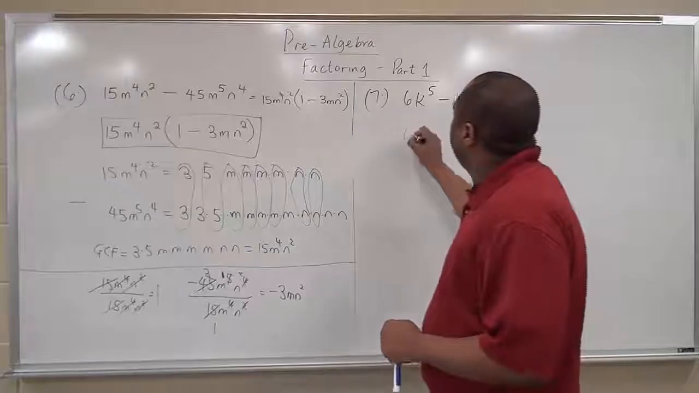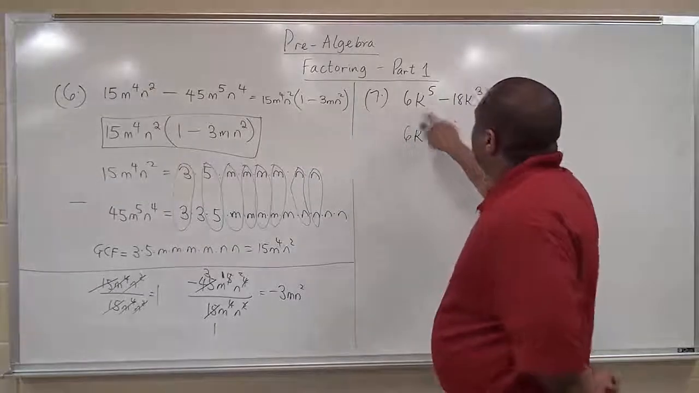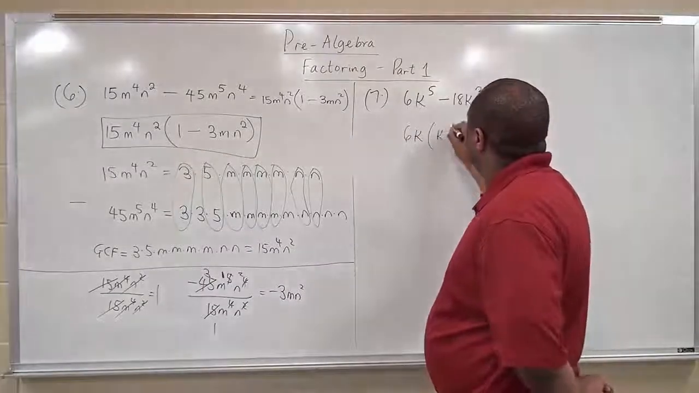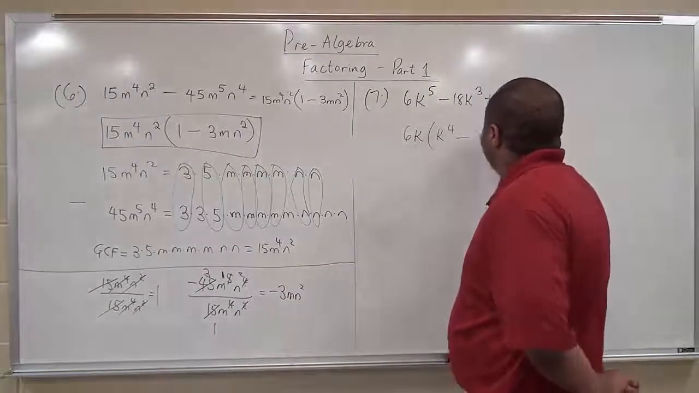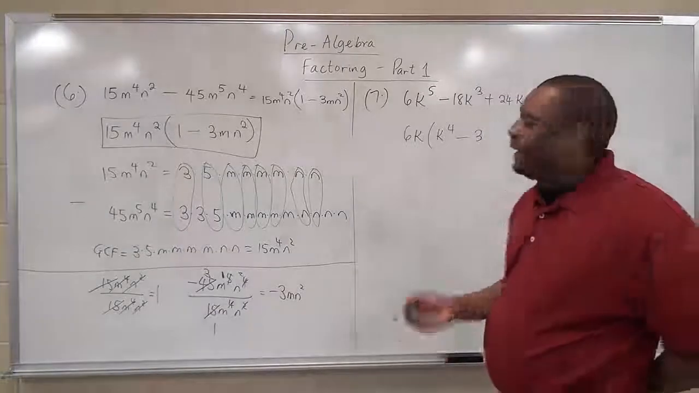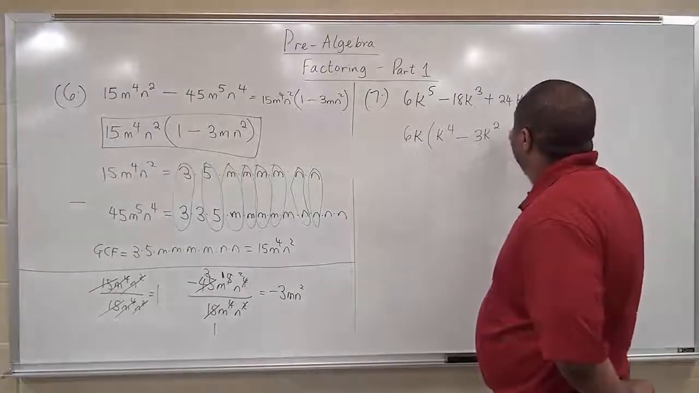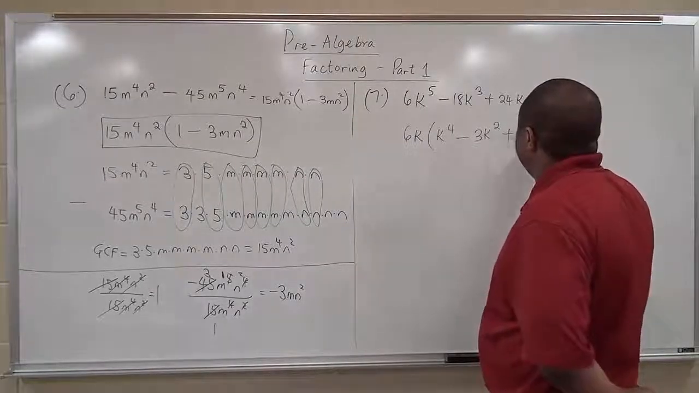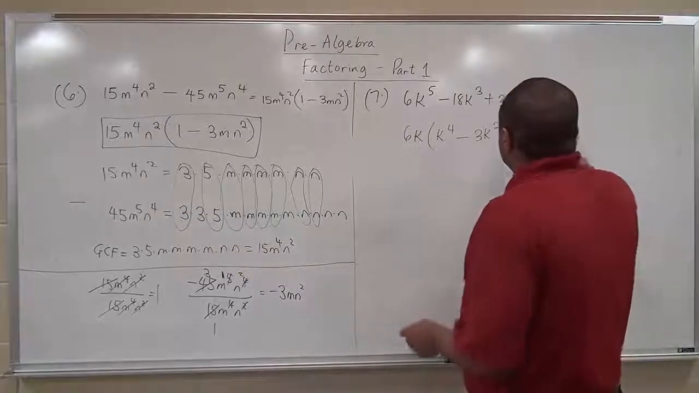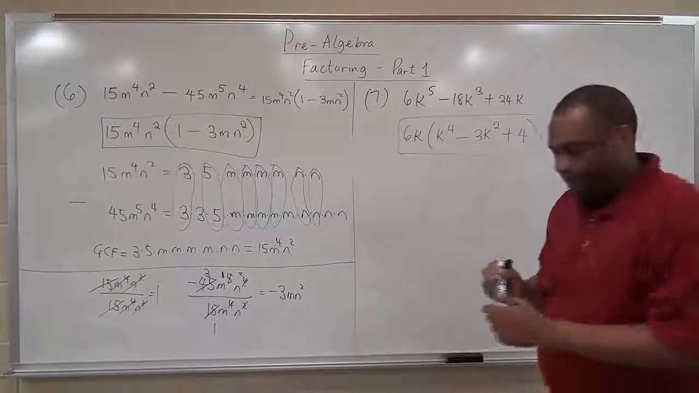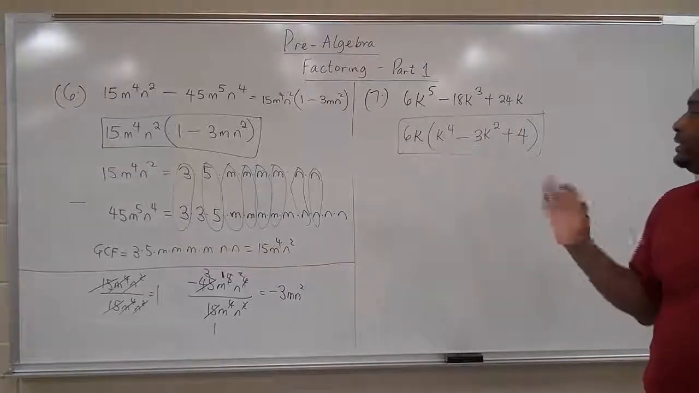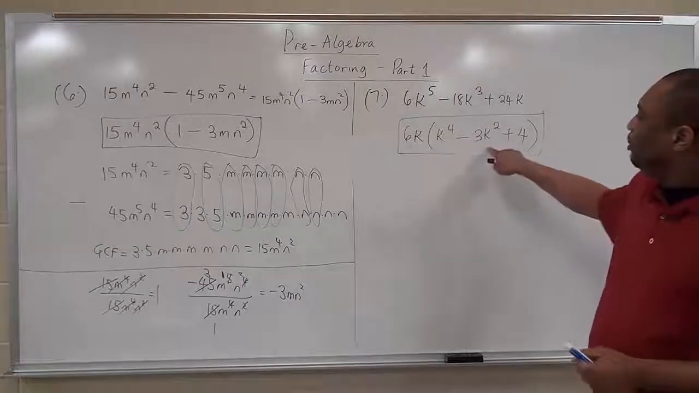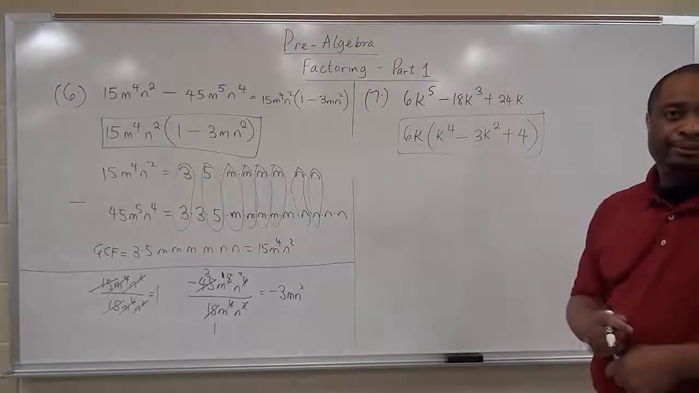So this is 6k, and this will remain: 6 divided by 6 is 1, k⁵ divided by k is k⁴. Then minus 18 divided by 6 is 3, k³ divided by k is k². Then plus 24 divided by 6 is 4, and k divided by k is 1. And this becomes your answer. That is it. If you multiply this monomial and the trinomial, it gives you back the original trinomial.